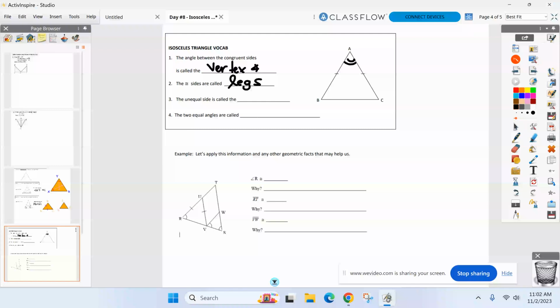How about the unequal side? The outcast of the sides. The unequal side. And I am not a big fan of this at all. It's called the base. Why am I not a big fan of that term? Because everyone's in the middle school mentality and always thinks base equals bottom. No, not anymore. The base is just the unequal side. I don't care where it is.